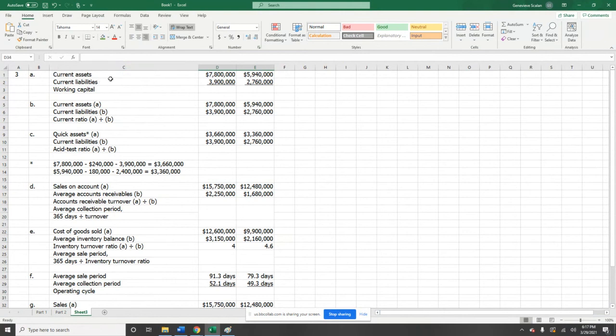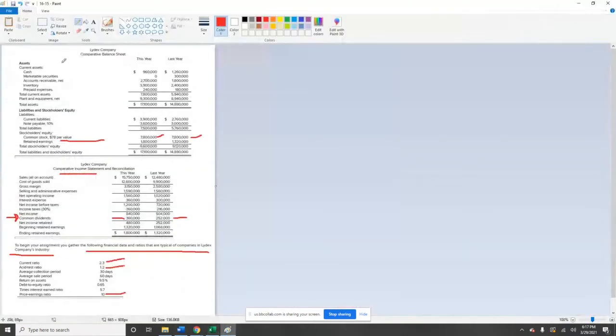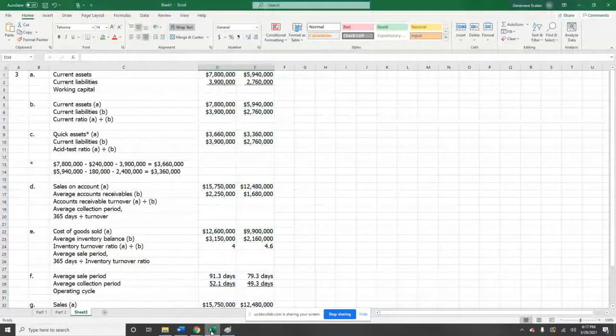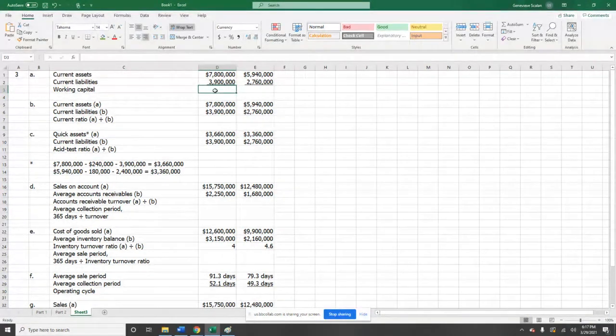And it starts out with working capital, so calculating the working capital. So I've already put these numbers in. I just went over to the balance sheet and got the assets and the liabilities, right? So working capital is current assets minus current liabilities. So working capital in the current year is current assets minus current liabilities.